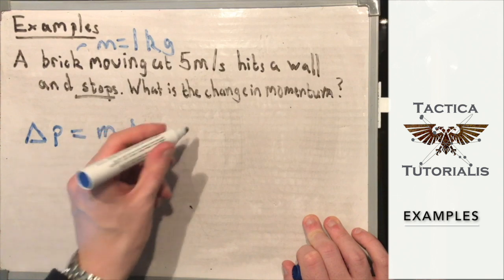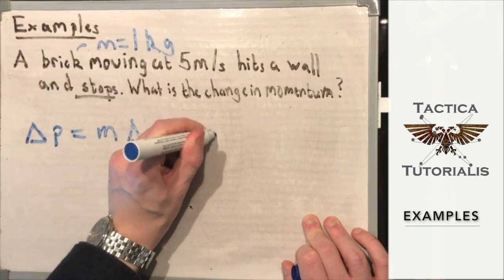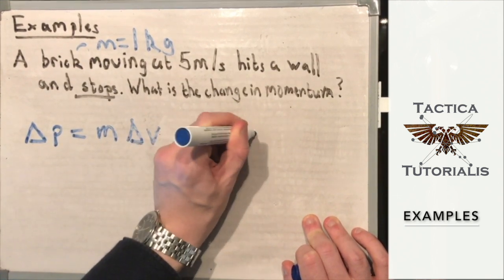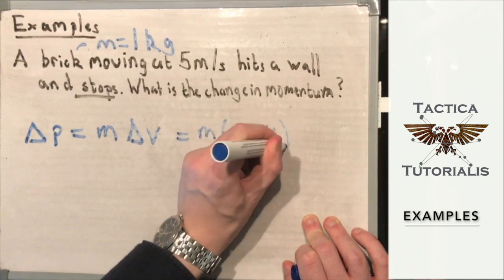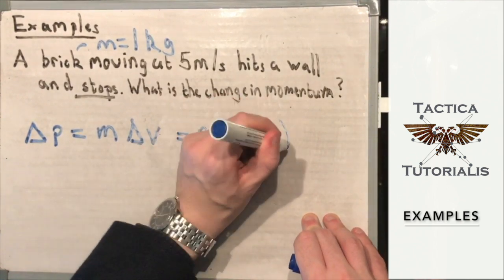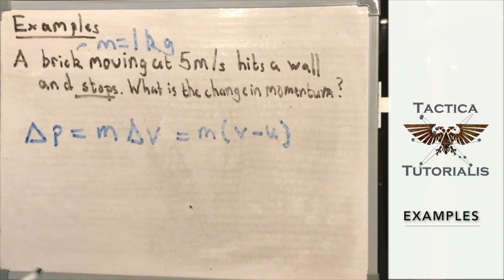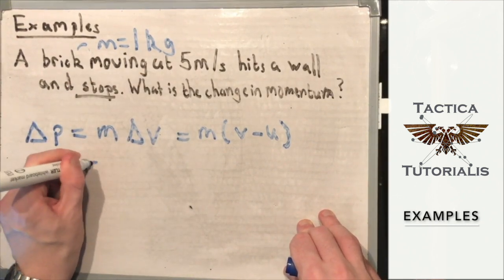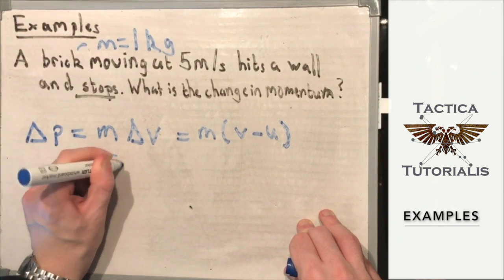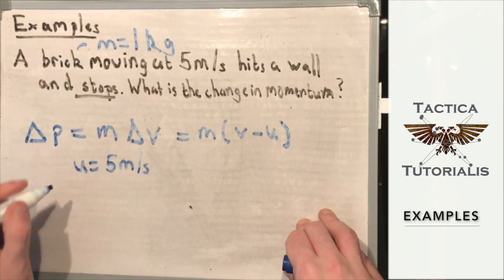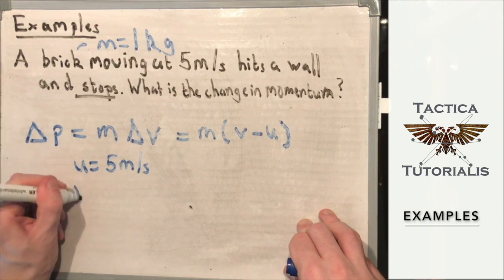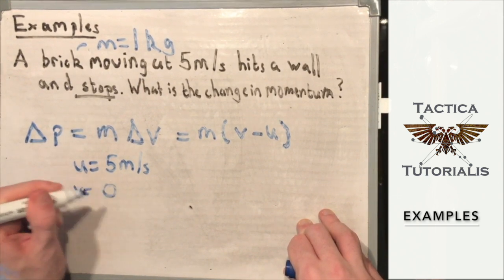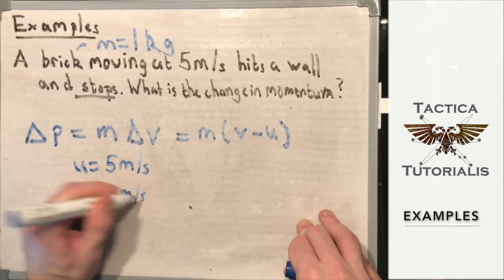So we need to say delta V is equal to m v minus u. That's typically how we do it. Final velocity, take away initial velocity. So what do we know? We know the initial velocity was 5 meters per second. And we know that the brick stops, so its final velocity is 0 meters per second.